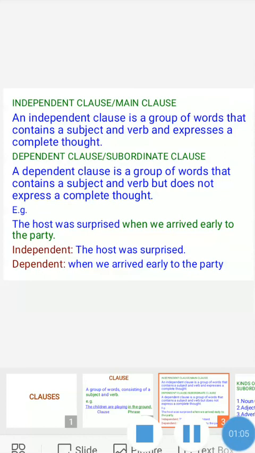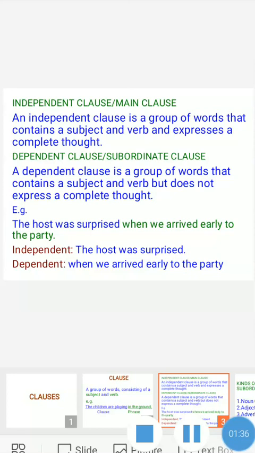A clause can either be independent or dependent. Independent clause is otherwise called main clause. An independent clause is a group of words that contains a subject and verb and expresses a complete thought. On the other hand, a dependent or subordinate clause is a group of words that contains a subject and verb but does not express a complete thought.